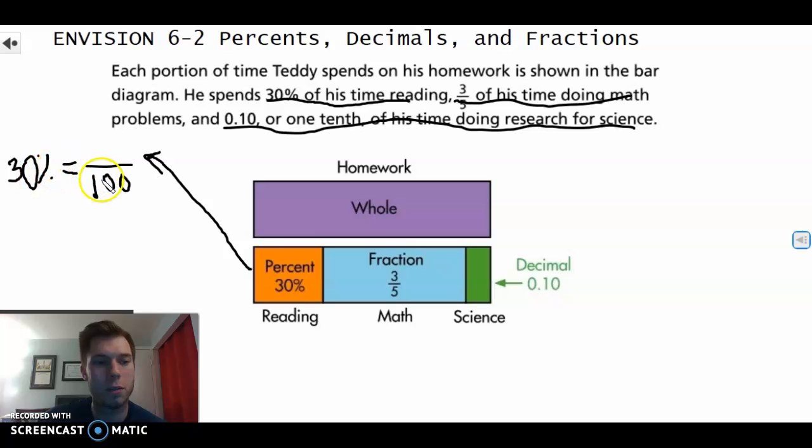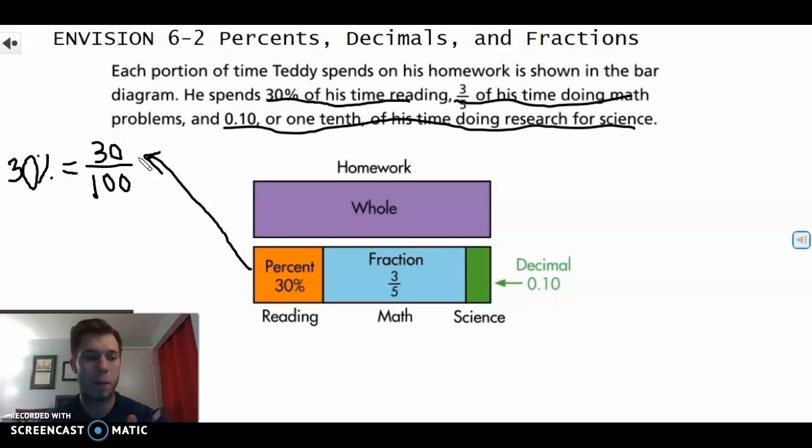So we have 30%. We're going to make that out of 100 as a fraction. To do that, we write it over 100, and we're just going to write our percent number there. So 30% as a fraction is also 30 over 100. Now you could leave it in this form, that's fine, or you can simplify it using your calculator.